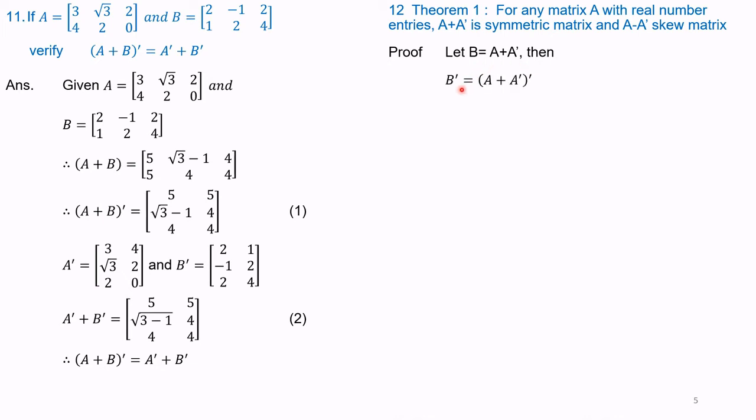Then B dash, if we take B dash is equal to (A plus A dash) whole to the power of dash. Then A dash individually, A dash plus (A dash) of dash is, we have written here, because we know the property of transposition, (A plus B) whole to the power of dash is equal to A dash plus B dash. That we have written here. The next step is A dash plus (A dash) of dash is A. Therefore, that is nothing but B.